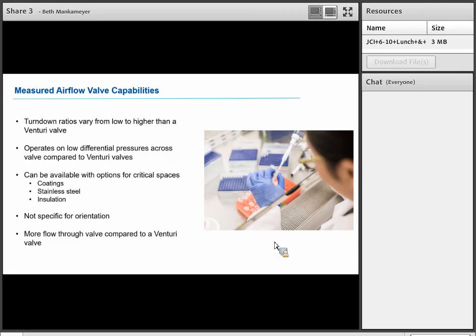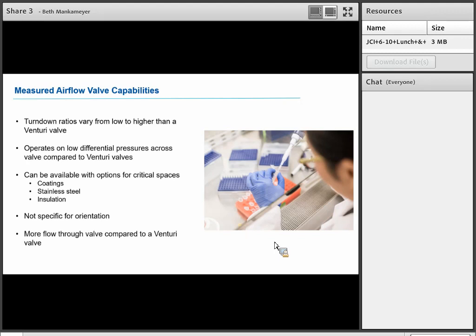These are also available with options for critical spaces, just like a venturi valve. And a really great thing is that they're not specific for orientation. Once again, that cone and spring assembly gets calibrated on the venturi valve specifically for an orientation, but you don't have that on these valves. So it might make your installation easier. It might make project management a little easier.